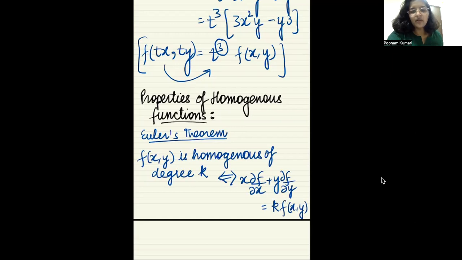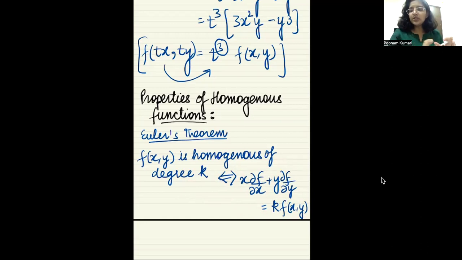So whenever a function is homogeneous of degree k, this particular statement needs to be satisfied. What is this? x times the partial derivative with respect to x plus y times the partial derivative with respect to y should be equal to the degree of homogeneity times the function value. And this goes both ways: whenever this statement is satisfied for a function, that function is homogeneous of degree k.